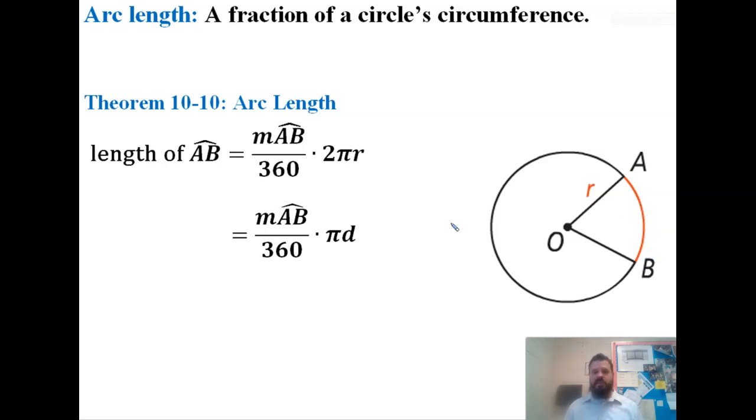Okay, the way we'll calculate that, we said it's a fraction of a circle, so what we'll do is take the measure of the arc we're dealing with, divided by 360, that's going to tell us how much of the circle we're dealing with, and then just multiply that by 2 pi r, 2 times pi times radius, the circumference of the circle. So here we have the fraction of the circumference. Okay, or I could use pi times d for the circumference. So again, measure of the arc divided by 360, that's how much of the circle we're dealing with, times pi times d, again, the circumference.